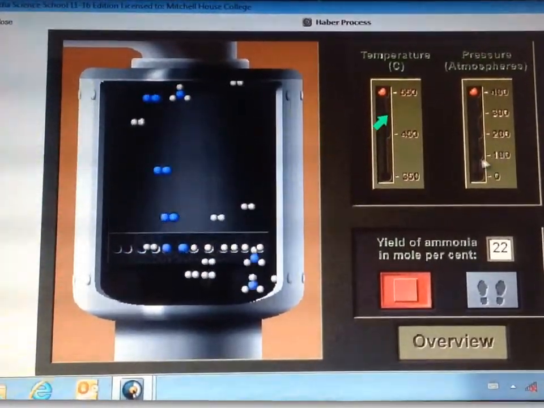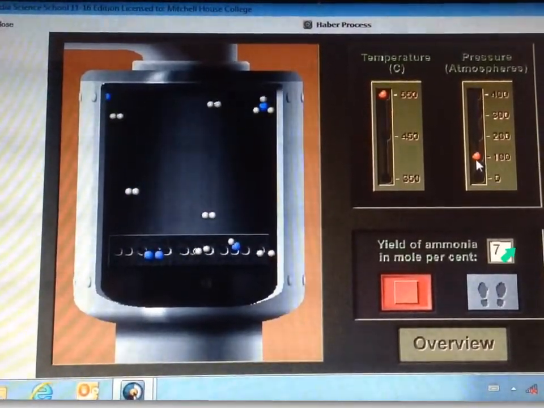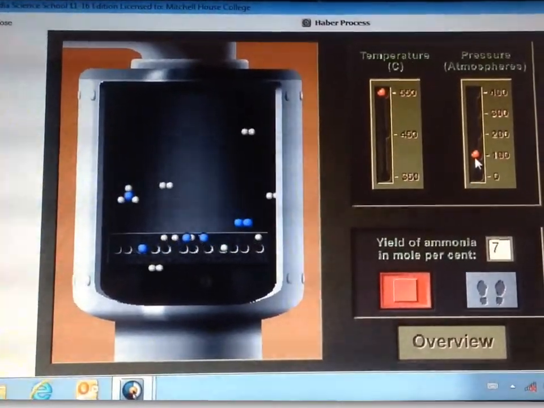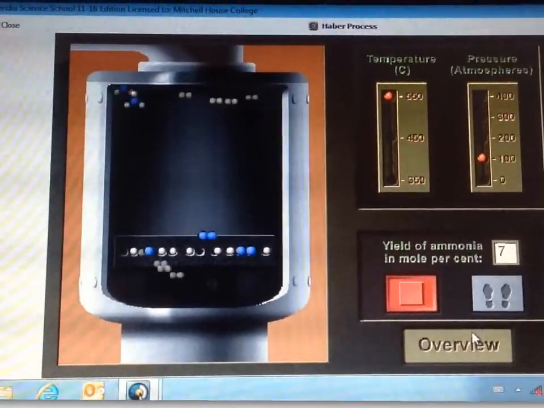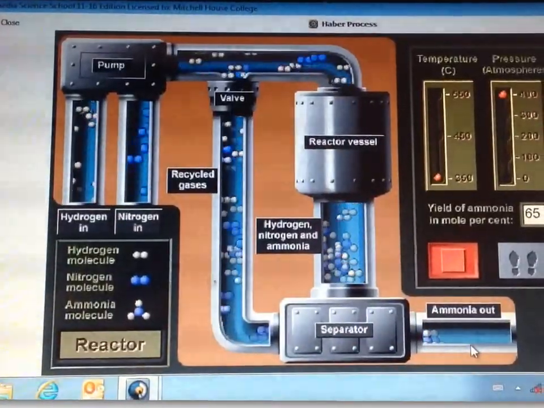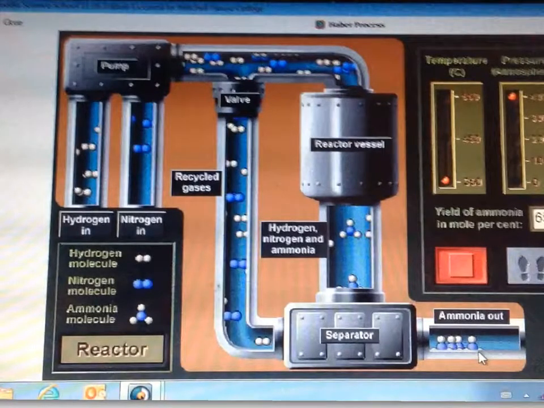Notice, as I increase the temperature, less and less yield comes out, even though it's going faster. And as I increase the pressure, I am going to increase the yield of the reaction. So I'm going to get a maximum yield at a low temperature and a high pressure for this particular reaction.